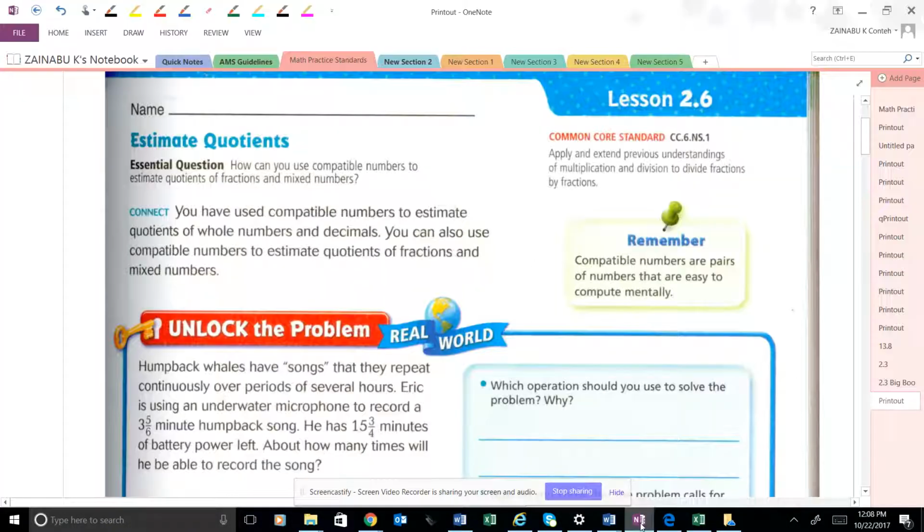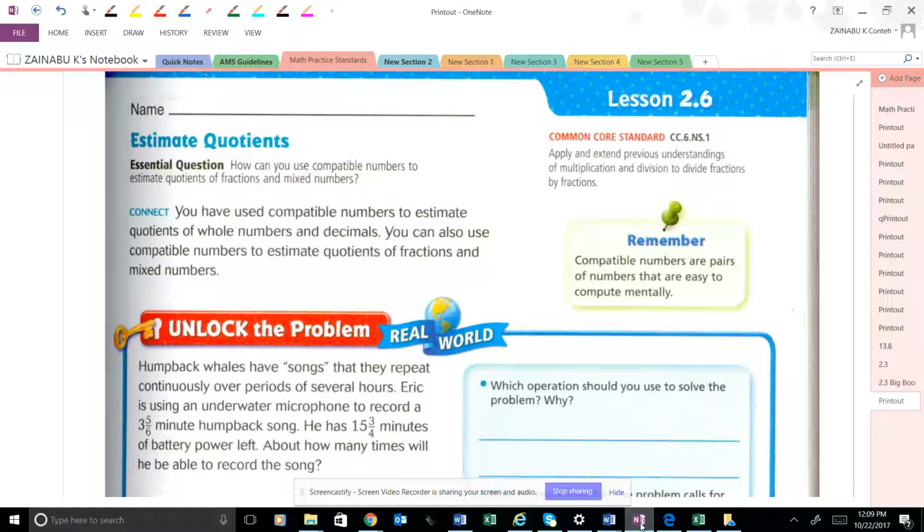All right, this video comes from Go Math Chapter 2, lesson 2.6, in which we're estimating quotients. By now we should really be familiar with the parts of a division sentence, because that's really what's going to help us determine how we go about solving these problems today.